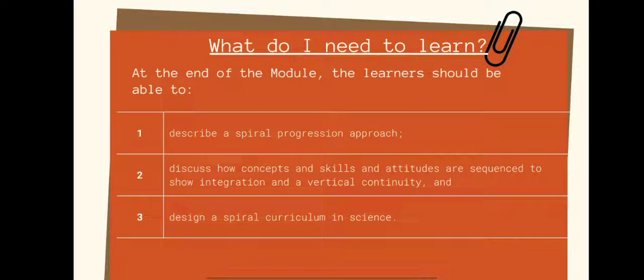At the end of the module, the learners should be able to, first, describe a spiral progression approach; second, discuss how concepts, skills, and attitudes are sequenced to show integration and vertical continuity; and third, design a spiral curriculum in science.